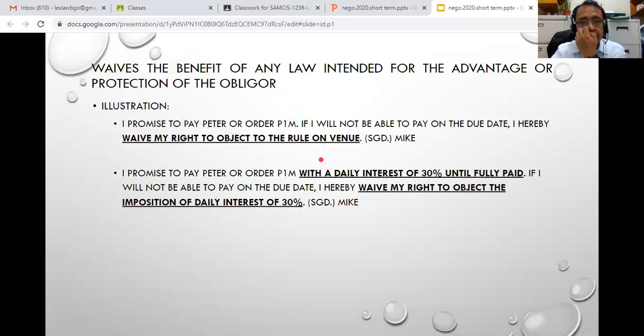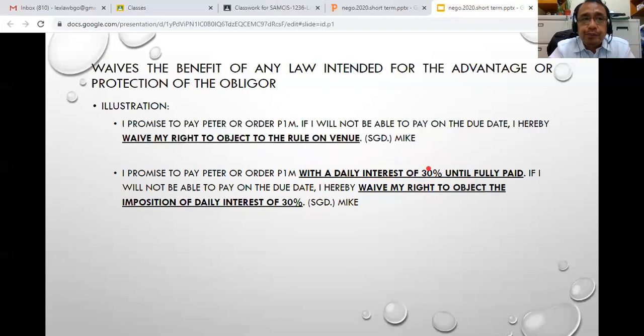But how about in this situation? I promise to pay Peter or order 1 million pesos with a daily interest of 30% until fully paid. If I will not be able to pay on the due date, I hereby waive my right to object to the imposition of daily interest of 30%. Signed, Mike. Still similar: I promise to pay Peter or order 1 million pesos, a sum certain in money. And then it says here that besides payment of 1 million, there will also be imposition of this outrageous interest of 30% daily. But Mike waived his right to question the imposition of the daily interest of 30%.